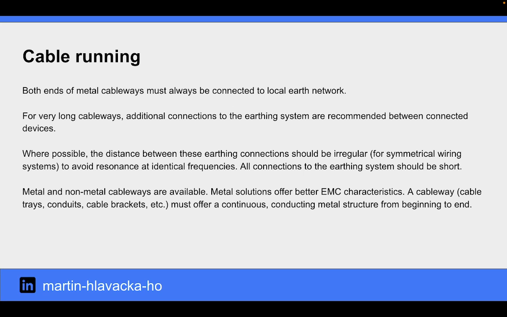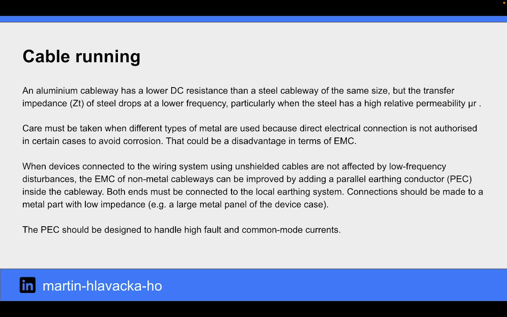Metal and non-metal cableways are available. Metal solutions offer better EMC characteristics. A cableway must offer a continuous, conducting metal structure from beginning to end. An aluminium cableway has a lower DC resistance than a steel cableway of the same size, but the transfer impedance of steel drops at a lower frequency, particularly when the steel has a high relative permeability. Care must be taken when different types of metal are used, because the direct electrical connection is not authorized in certain cases to avoid corrosion. That could be a disadvantage in terms of EMC.